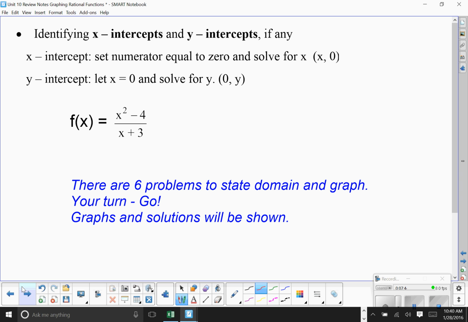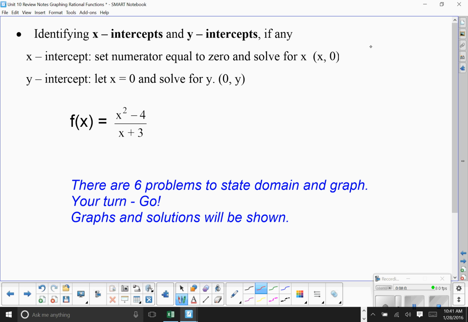Identifying x-intercepts and y-intercepts, if any. X-intercept: you set the numerator equal to 0 and solve for x. So x, comma, 0. Y-intercept: let x equal 0 and solve for y. That's all there is to it.